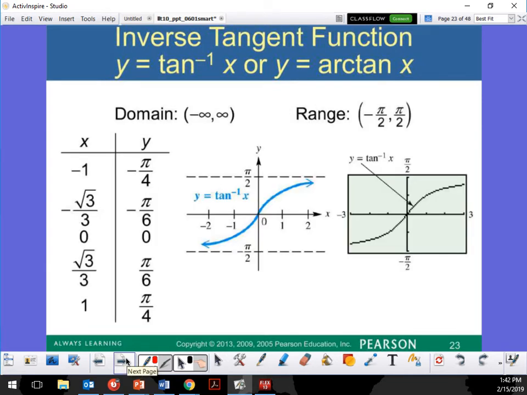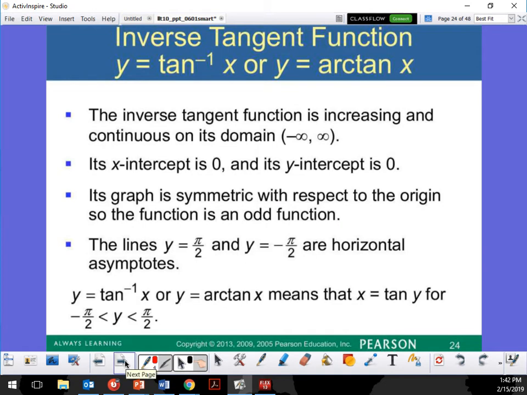Okay, tangent. Arctangent. What is my range? Where am I going to go? 0 to 5? Nope, try again. Negative 1 to 1? Nope, try again. Negative pi over 2. Oh, negative pi over 2 to pi over 2. And it's on the reference sheet also, if you've lost it. Right here.